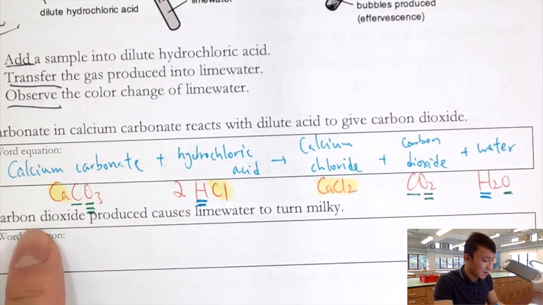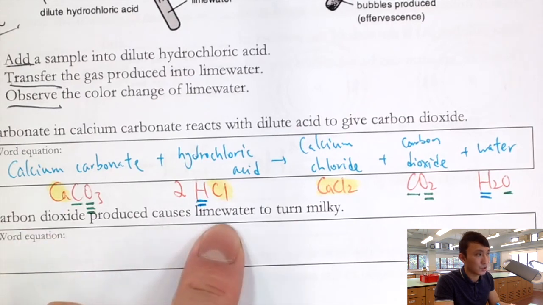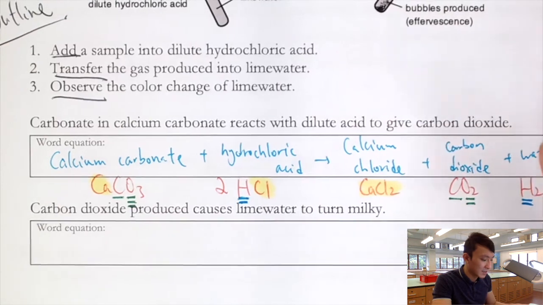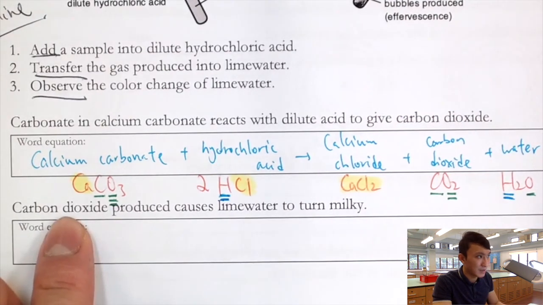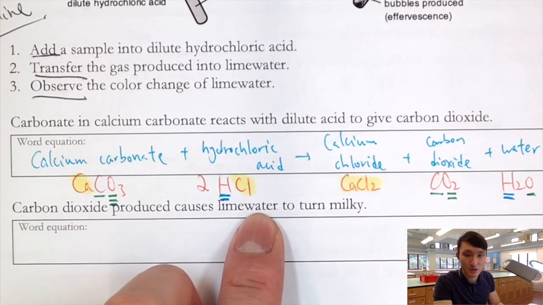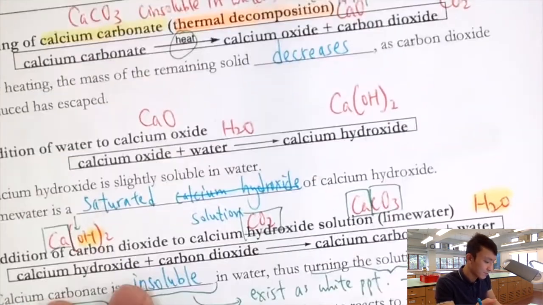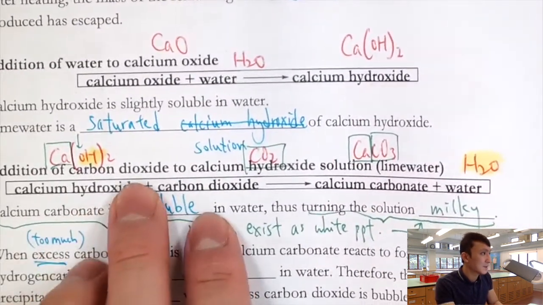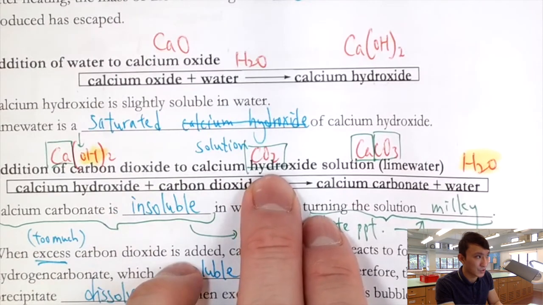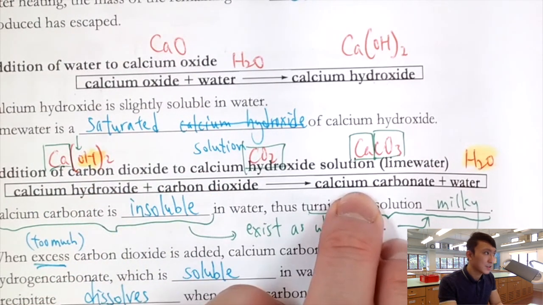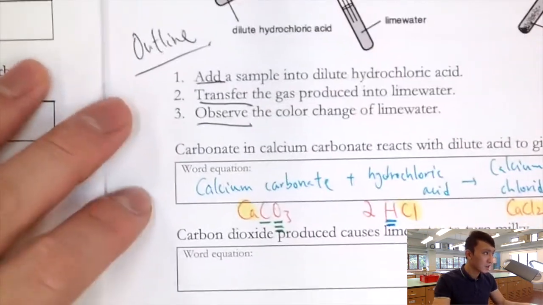Now down here, carbon dioxide causes lime water to turn milky. This reaction actually we have learned. It is basically carbon dioxide reacts with calcium hydroxide. Because remember, lime water is basically calcium hydroxide solution, right? If you go back to here, you see carbon dioxide in calcium hydroxide solution. We did talk about this last time, okay? So just quickly put it down.